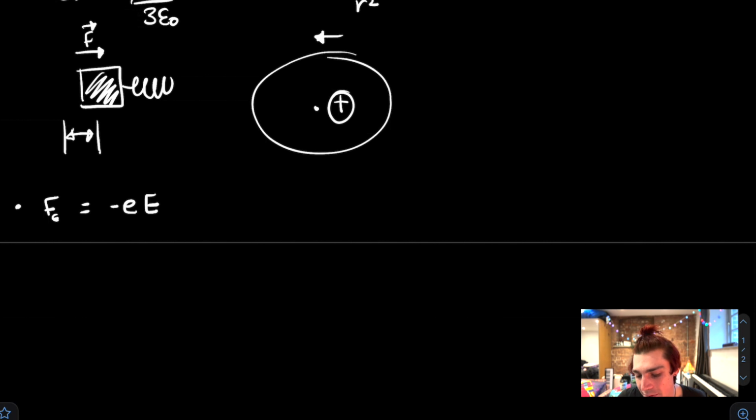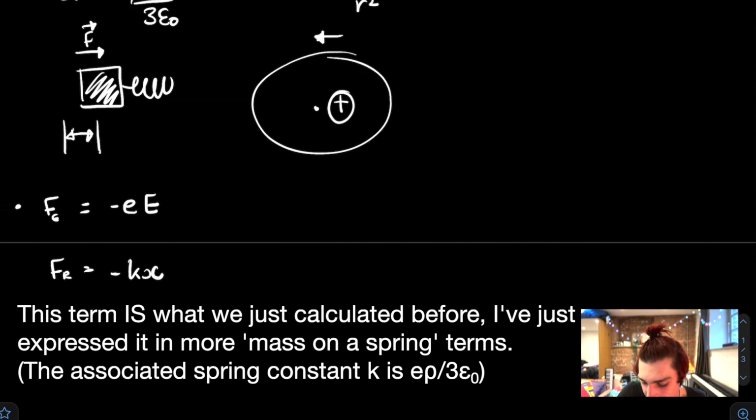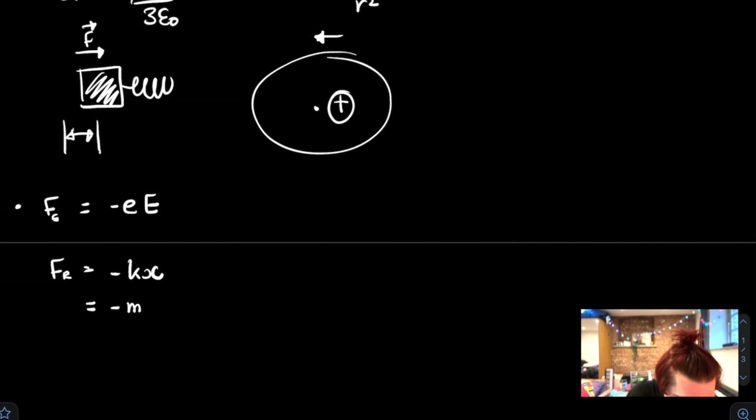However, as we've just shown, this applied electric field is not going to be the only force acting on our system. There was this restoring force that we've just calculated, which is going to be acting in the opposite direction to the electric field. So we're going to have a restoring force, which we normally give as minus kx for a spring, where k is the spring constant and x is the displacement. But we can also write this as minus m omega squared times x.